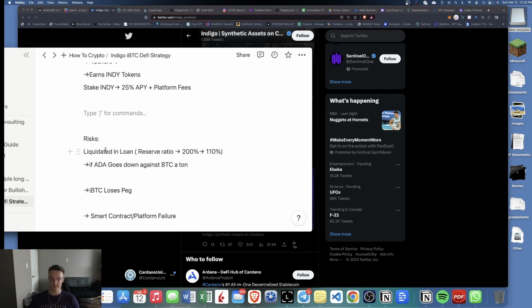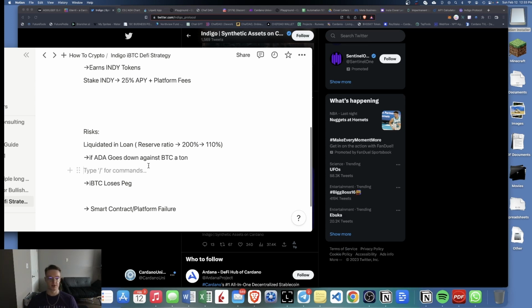But what are the risks here? The first risk is that we get liquidated on the loan. That is, if Bitcoin goes up against ADA or ADA goes down against Bitcoin, and basically I don't have enough collateral to back the loan, then my ADA collateral will be forced to pay off the Bitcoin loan, net zero. And I might lose some money on that liquidation. Definitely, there are some fees involved with that.